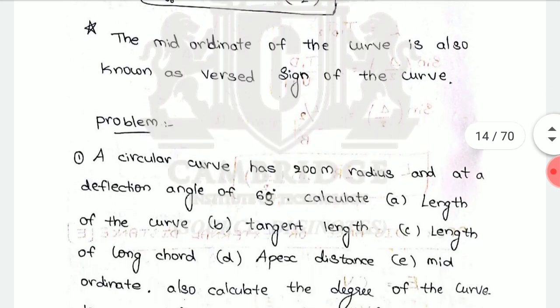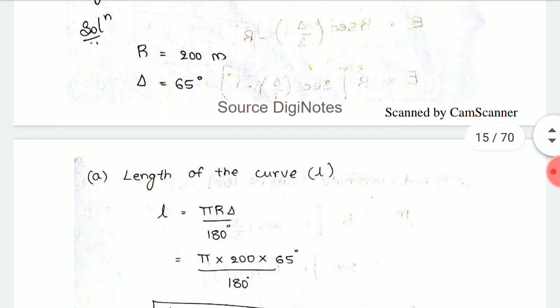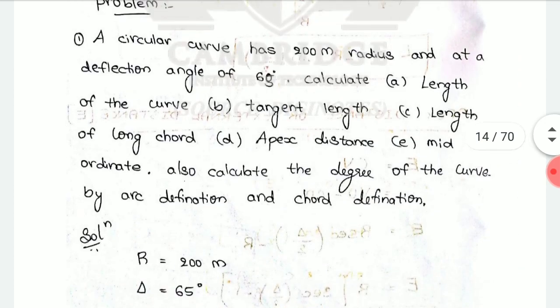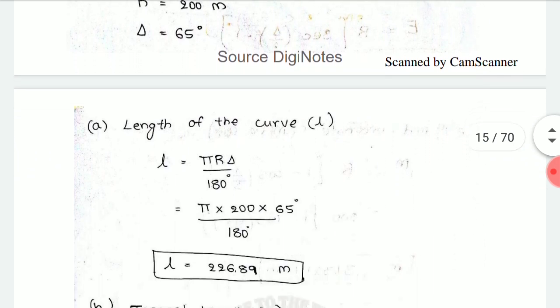So now we have simple problems to calculate degree of curve and all. So we will solve them. The problem given is: a circular curve has 200-meter radius at a deflection angle of 65 degrees. Calculate first the length of the curve, tangent length, length of long chord, apex distance, mid ordinate. So whatever derivations we have done, all those he has asked you to calculate. What he has given is the radius of the curve, 200 meters, R, and deflection angle 65 degrees.